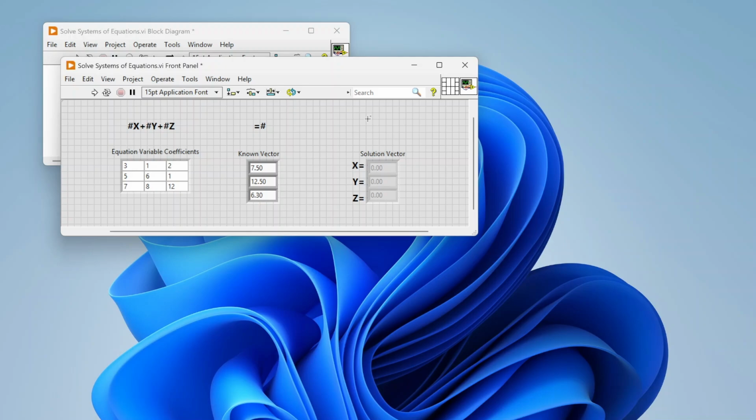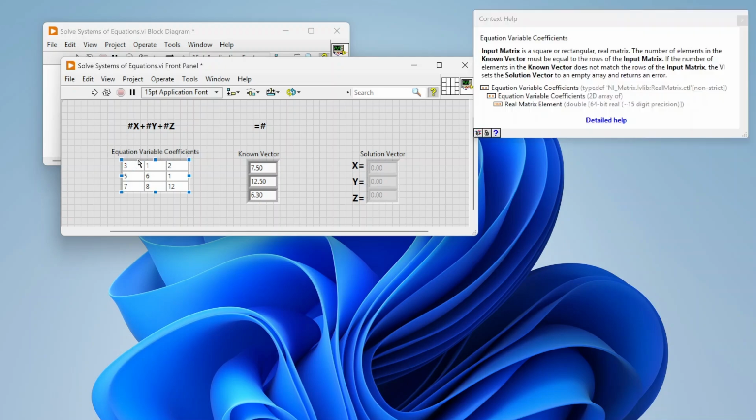In school, you got to do it by hand. Once you're out of school, you can use computers to solve it for you. I just wanted to show how in LabVIEW you can solve those systems of equations. So I just have a simple example here. This is a matrix data type.